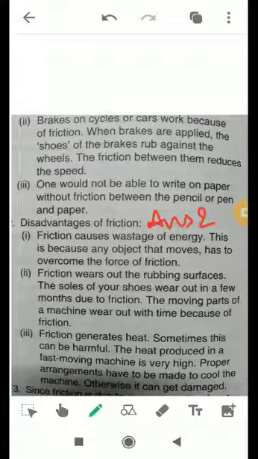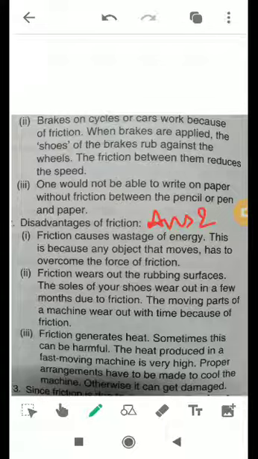Friction causes wastage of energy. This is because any object that moves has to overcome the force of friction. Second, friction wears out rubbing surfaces. The soles of your shoes wear out in a few months due to friction. The moving parts of a machine wear out with time because of friction.